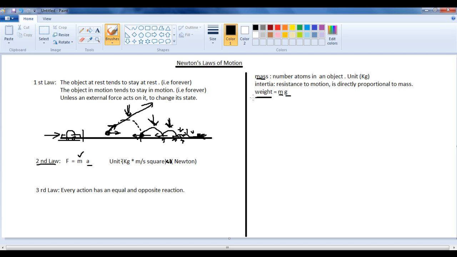Now how do we calculate the weight of an object? If you want to calculate the weight of an object, you have to multiply the mass, that is the total number of atoms, by the gravity. Mass into gravity gives the total weight of an object. It's an important concept, try to understand.